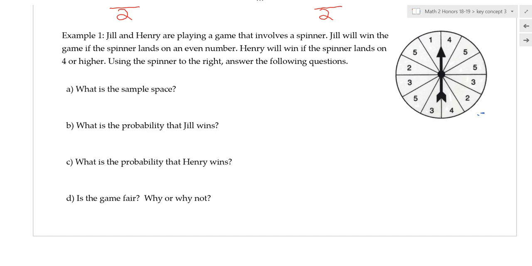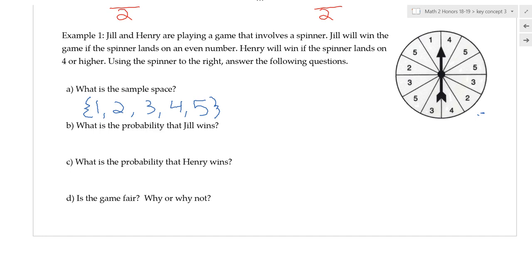What is the sample space? What can my spinner land on? My sample space, we usually put it in braces, which is what this symbol is called. It's kind of like parentheses. I can land on a 1, a 2, a 3, a 4, or a 5. For listing my sample space, I don't care right now if they repeat. We're just listing my sample space.